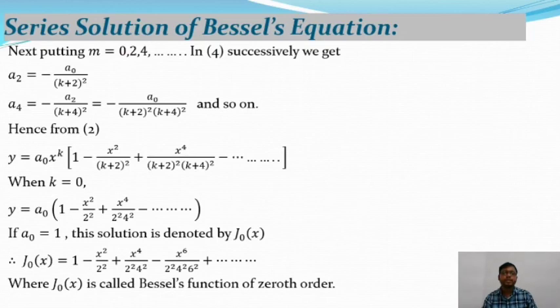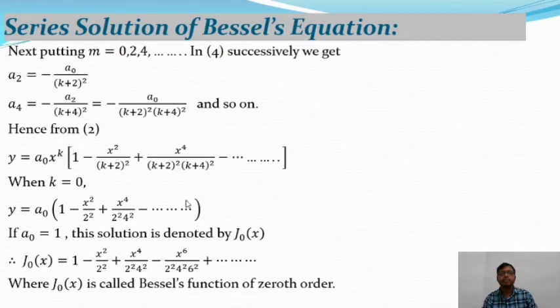Okay, and it can be written as 1 minus x square by 2 square plus x to the power 4 by 2 square into 4 square minus x to the power 6 by 2 square into 4 square into 6 square, and up to infinity.